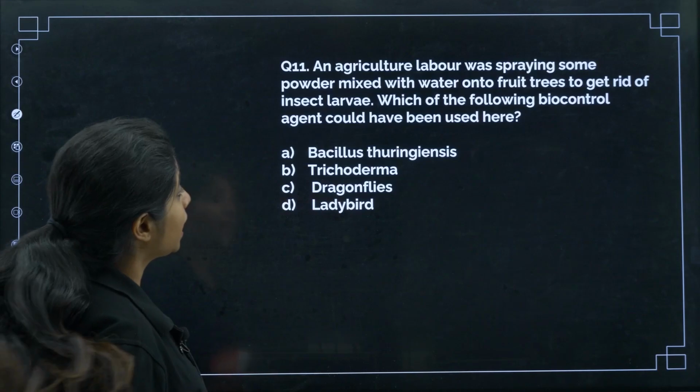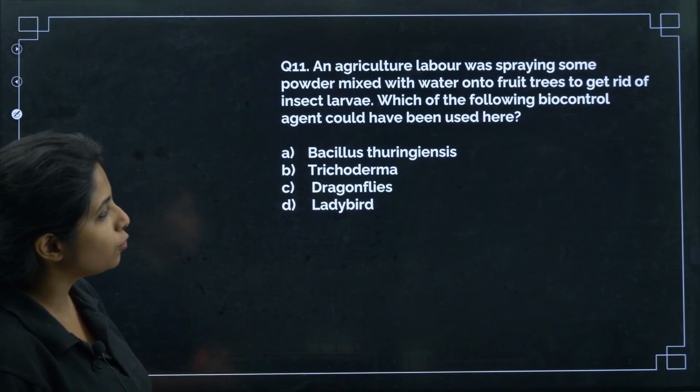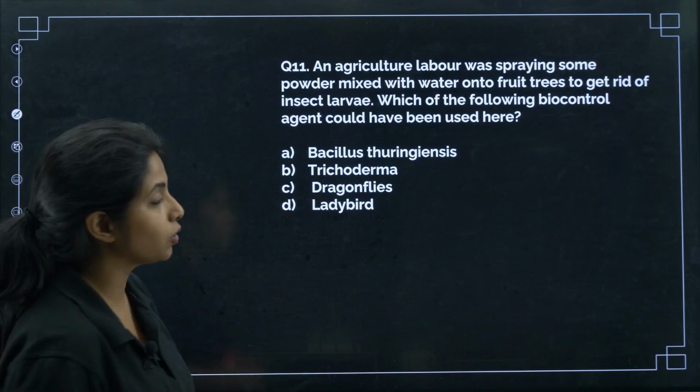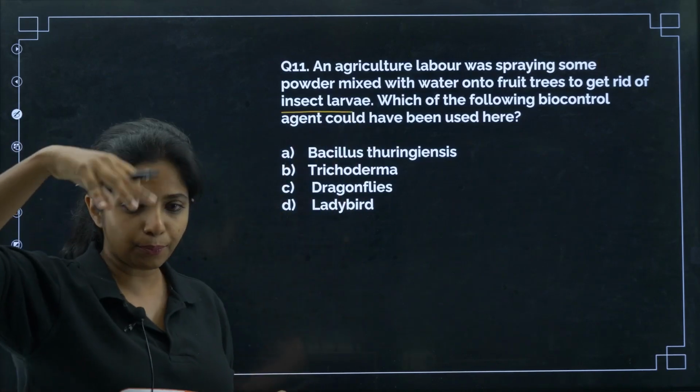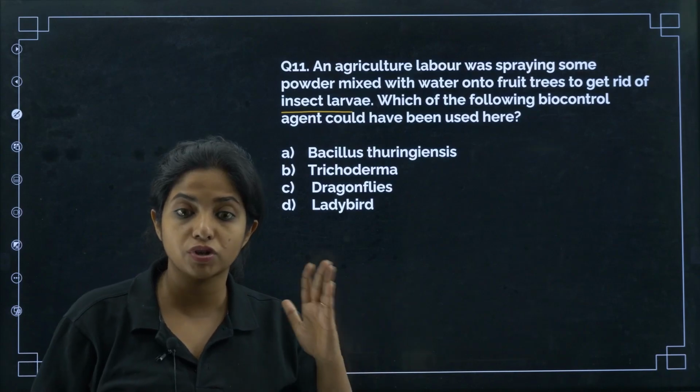Okay, now an agricultural labor was spraying some powder mixed with water onto fruit trees to get rid of insect larvae. He put some powder into water and he sprayed. Now, which of the following biocontrol agents could have been used there?